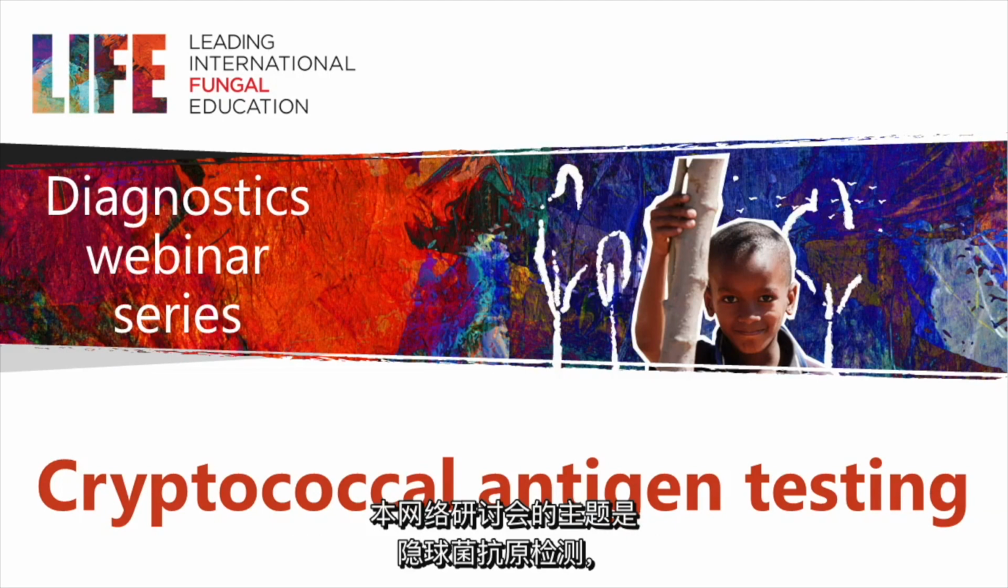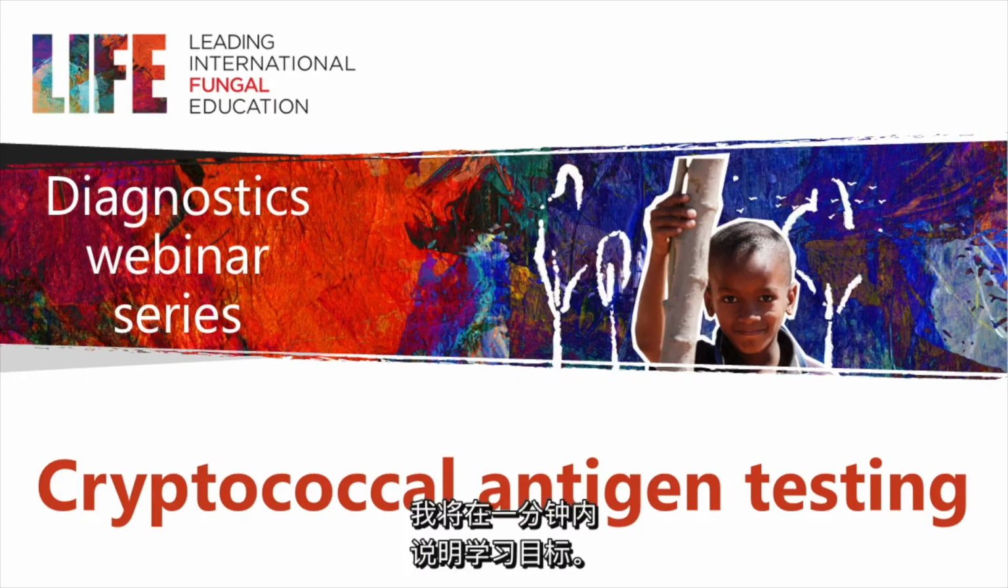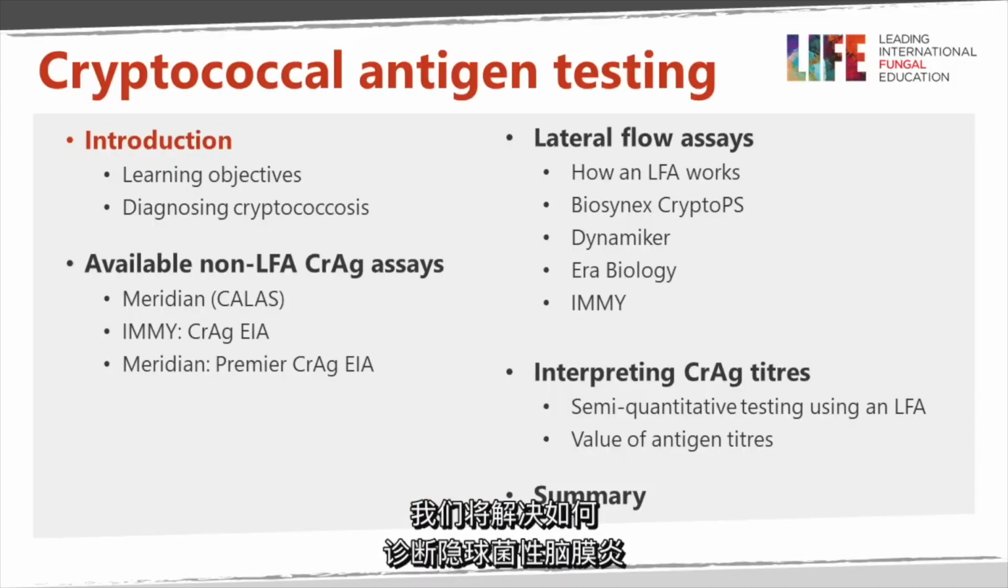This webinar is on cryptococcal antigen testing, and I'm going to take you through various aspects of this in the next few minutes. The learning objectives I'll cover in a minute. We're going to deal with how we diagnose cryptococcal meningitis and other forms of cryptococcal disease. We're going to show you how the kits are done and the actual procedures related to those, and then how to interpret titres that are positive for cryptococcus, and in particular the quantification of those titres.